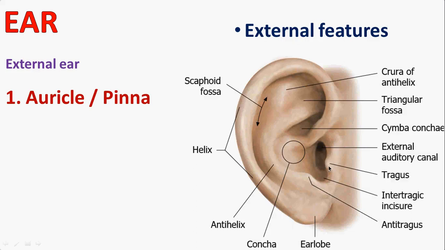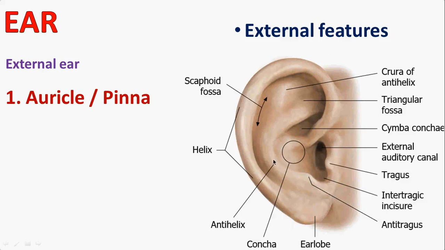This portion is called the tragus, this is called the antitragus, and in between these there is an intertragic incisure. Okay, this is the external auditory canal or the meatus. This portion is the concha and this is the cymba concha.